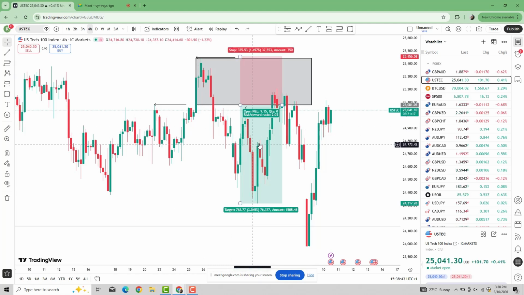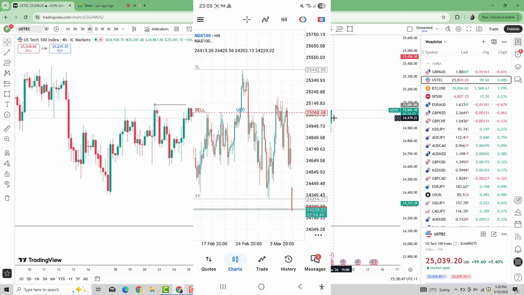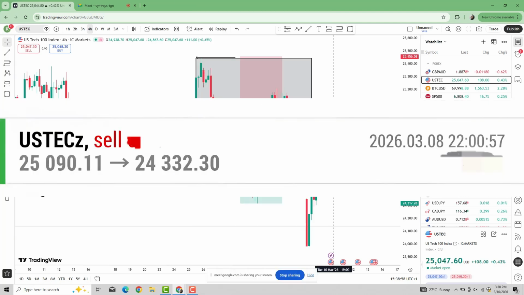And this was when the trade hit take profit. You can see it here. And this was when I also got notification on my trade hitting take profit on this Nas100.